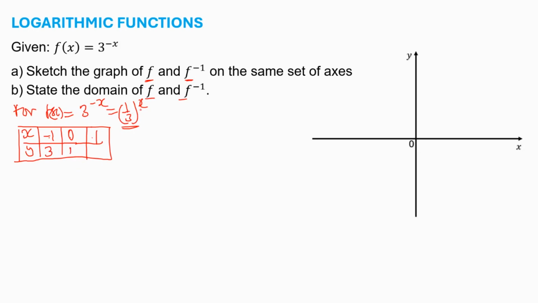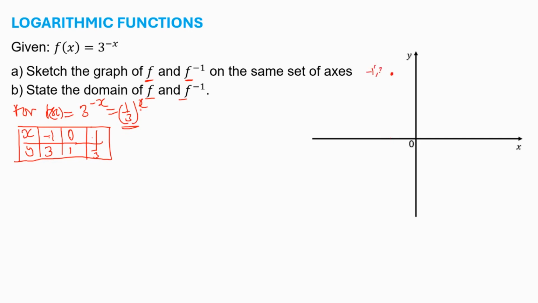And then you put 1 where there's x, y will be 1 over 3. So with these 3 points, you can sketch the graph of f of x. Okay, right, this is an exponential function. So negative 1 is 3. So it could be somewhere here.